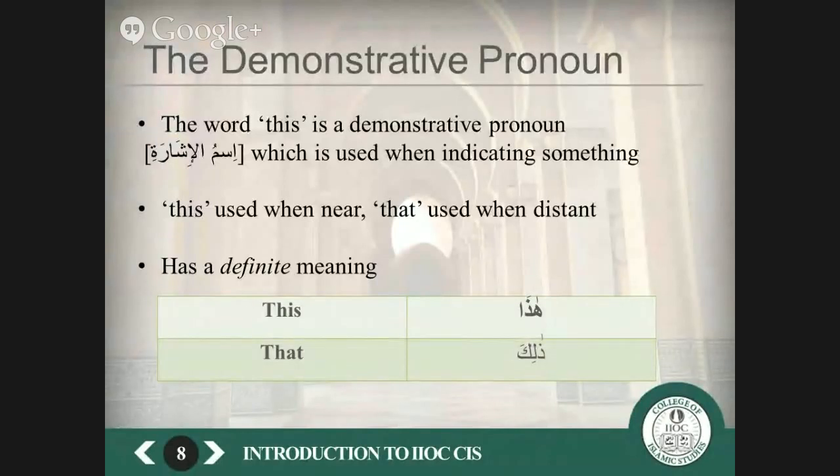Both of them have a definite meaning. So when you say this, automatically you're talking about something specific. So it has the meaning of being definite rather than indefinite. So we talked about kitabun, a book. This, you don't say a this or something. It's something specific. Okay. So that's all we need to know for now. So if you're pointing at something and you say, well, no, what are you talking about? I'm talking about hadha. I'm talking about this. Or I'm talking about zalika. Talking about that.